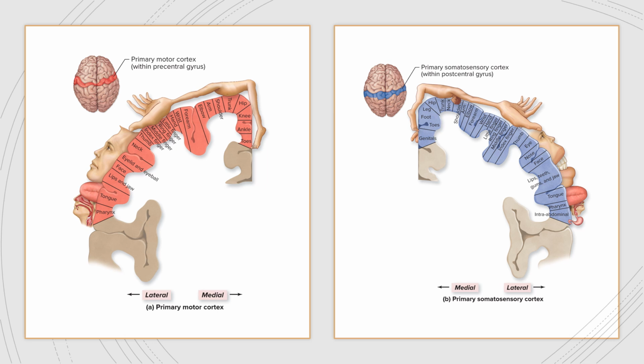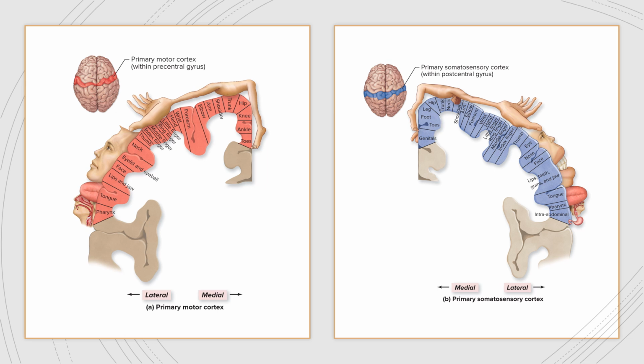The motor and sensory homunculi are fascinating representations of how the brain organizes and perceives sensory and motor functions. The motor homunculus is a topographic map located on the surface of the precentral gyrus, also known as the primary motor cortex, within the frontal lobe. It illustrates the disproportionate representation of different body parts based on the density of motor innervation from the primary cortex.